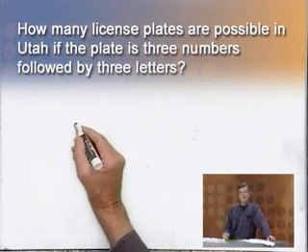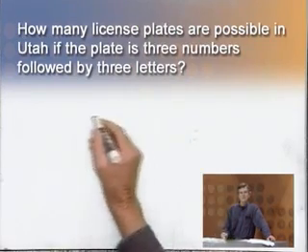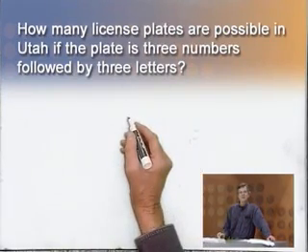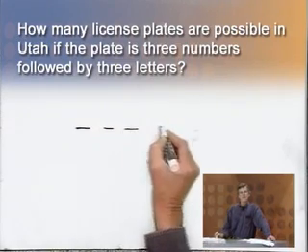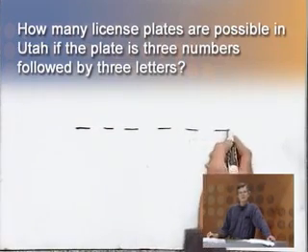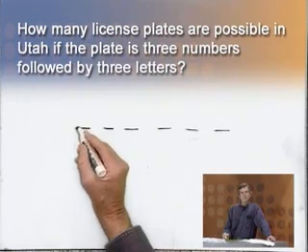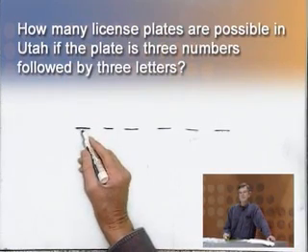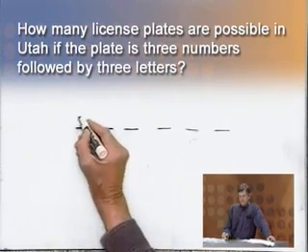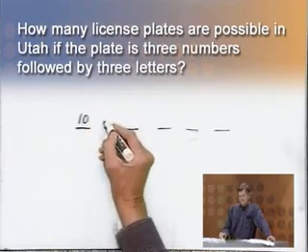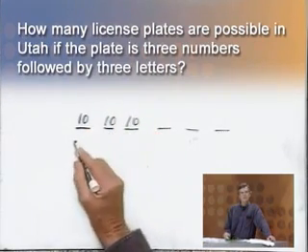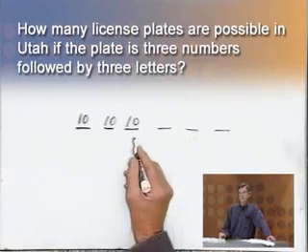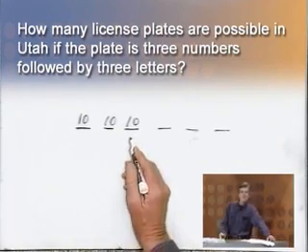So I'm thinking that I should write down a series of blanks, and if the license plate contains 3 numbers followed by 3 letters, I guess I need a total of 6 blanks. And so how many choices do we have in the first? 10. 10 choices for the 10 digits, and then 10 choices here, and then 10 choices here. So that's going to be 1,000 choices to fill in the first 3 digits.